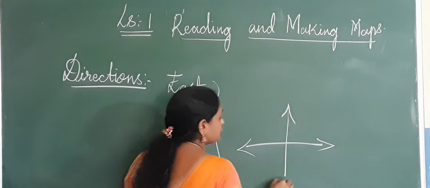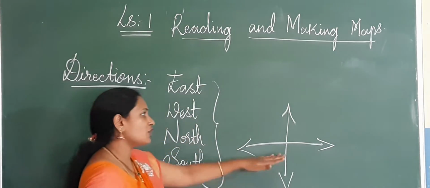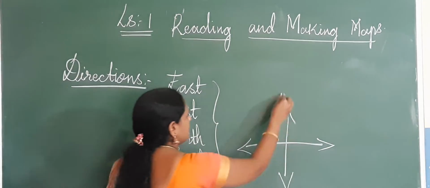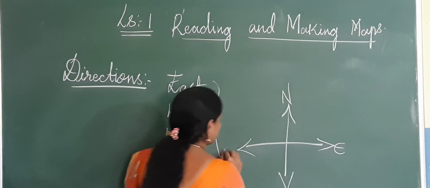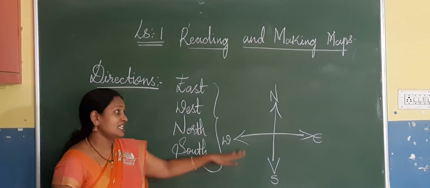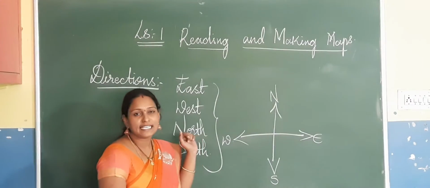So this is the one which you find on your map. Always you will draw this on top of the map, right children? Yes. Always on top of the map it shows north, south, east and west. Based on these 4 directions, you need to draw a sketch map.